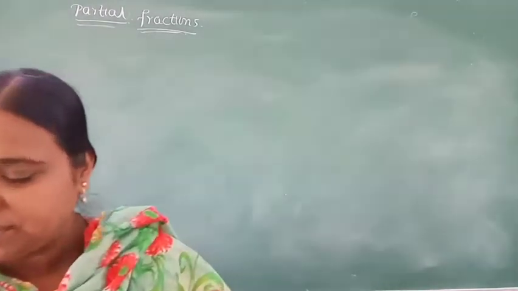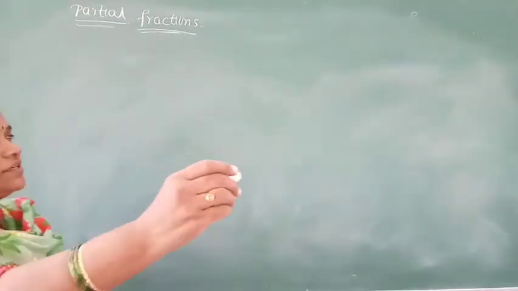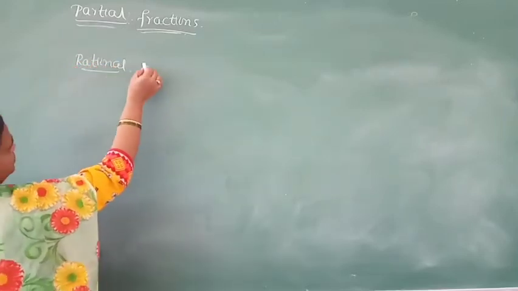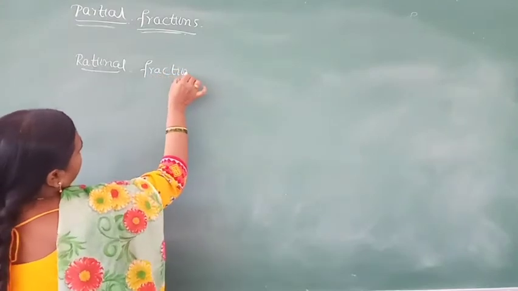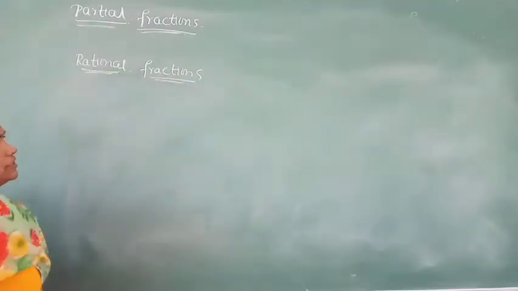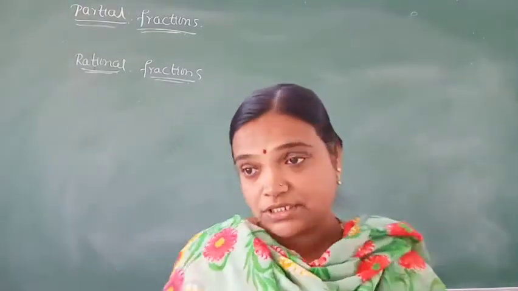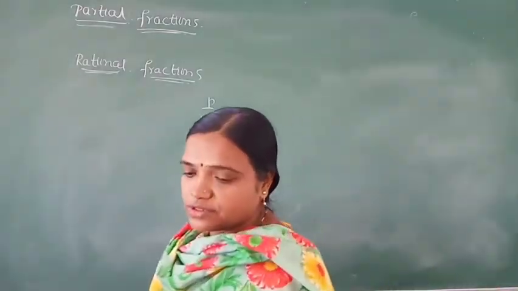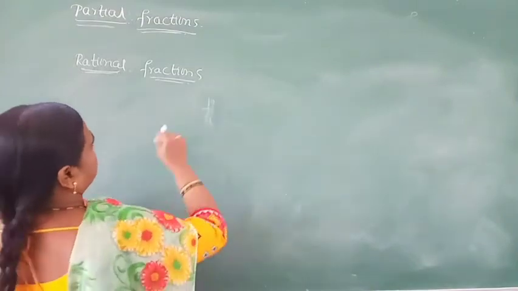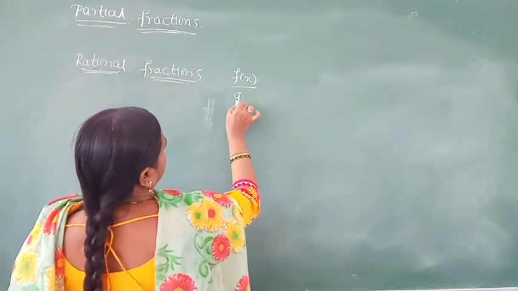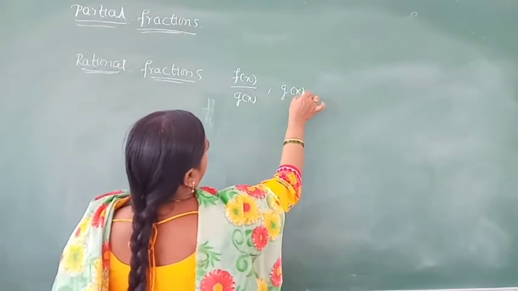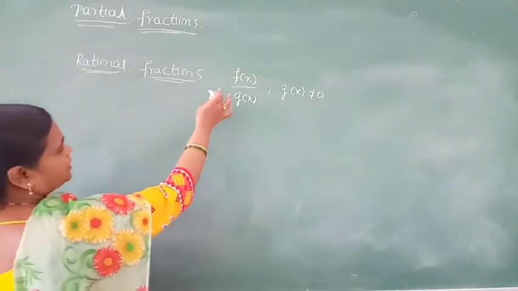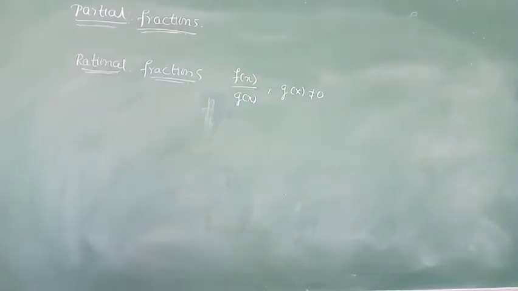Before starting the partial fractions, I will tell you the definition of rational fractions. Everyone knows the meaning of rational. A rational number is of the form p by q, where q is not equal to 0. The rational function is also in the form f of x divided by g of x, with the condition g of x not equal to 0. Such a fraction we call a rational fraction, and here f of x and g of x are polynomial functions.